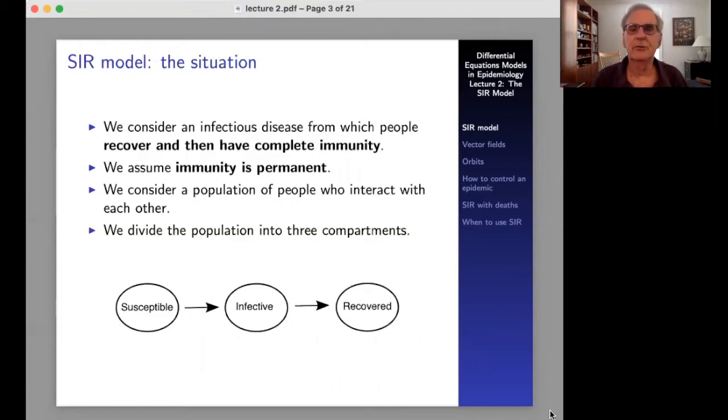Here's the situation described by the SIR model. It's similar to the situation described by the SIS model from the first lecture, but with a little difference. So this time we consider an infectious disease from which people recover and then have complete immunity. We'll assume that the immunity is permanent, lasts forever. We consider a population of people who interact with each other. And this time we divide the population into 3 compartments: susceptible, infective, and recovered. This time, after you're infective and you recover from the disease, you go into this new compartment.